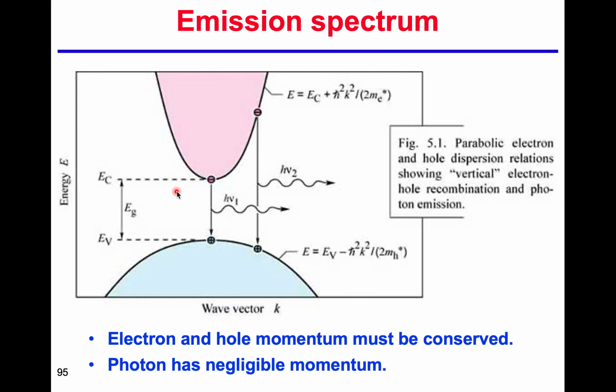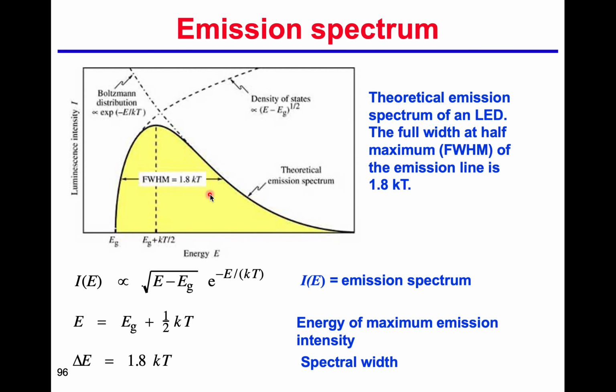And for the emission spectrum, we consider the parabolic form for the conduction band and valence band. Actually, there's a distribution. So in the ideal case, the full width at half maximum is about 1.8 kT, and that is determined by the density of states and the Boltzmann distribution. And typically, when we grow the epitaxial layer and there are some composition changes, sometimes it is larger, so maybe 2 kT, 5 kT or so.